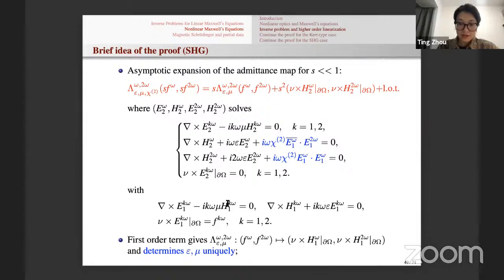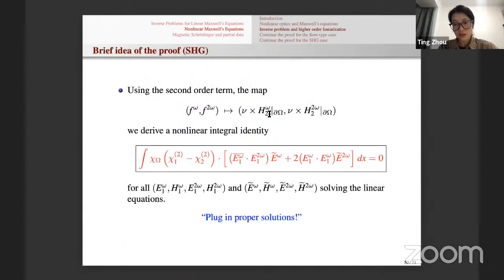And the same thing, you have the E1, H1 being the linear solutions, and they interact nonlinearly and become the source for the E2 and H2 to generate new waves, new fields. And using the second term, you can derive this integral identity. And here would be the difference of chi1 and chi2 multiplying the product of 3 solutions. A slightly different thing, because you have 2 nonlinear terms there.